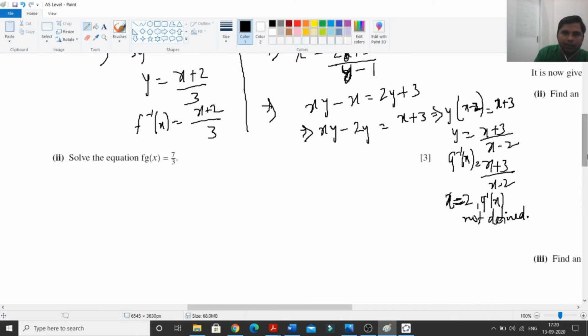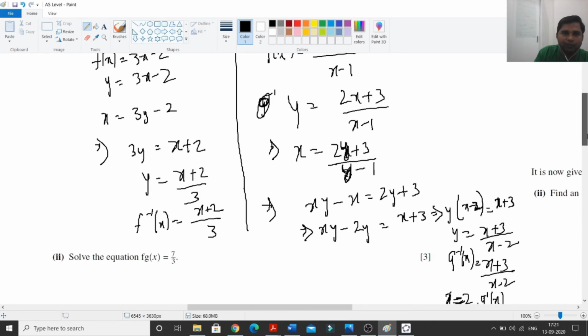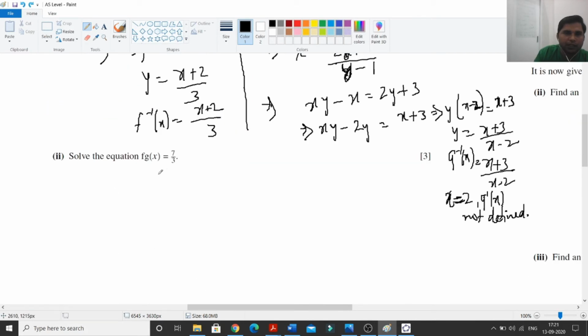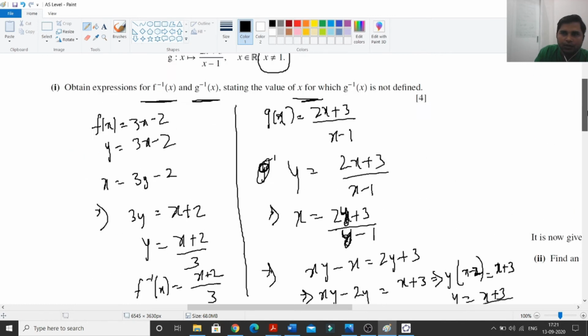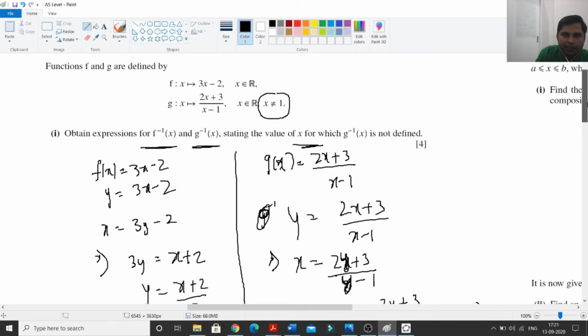Okay, now next question. fg(x) is equal to 7 over 3. We need to solve this. So let's find out fg(x) first. It means we are putting g(x) into f(x), right? So let's see what we'll get if we put g(x) in f(x).